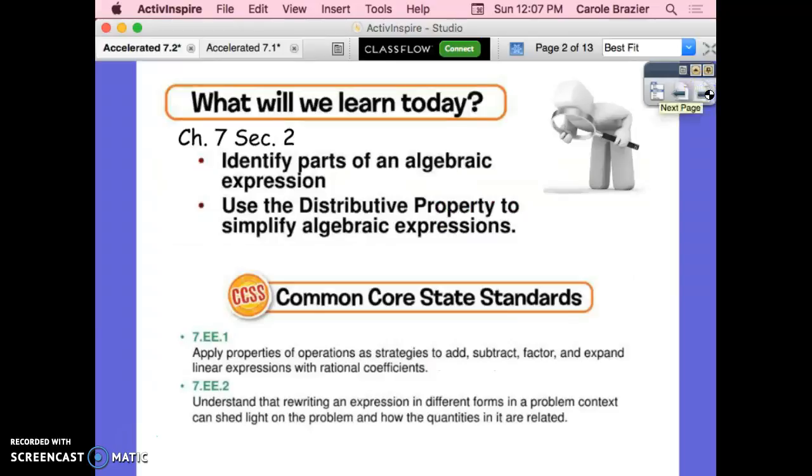This is your objective today, so you need to write that you'll be identifying the parts of the algebraic expression. We'll be doing two sections today. We're just doing 7-2 before we do 7-1 because it just makes more sense in our minds, so that's what we are doing. So pause the video, write down the objective, and then continue the video once you are ready.